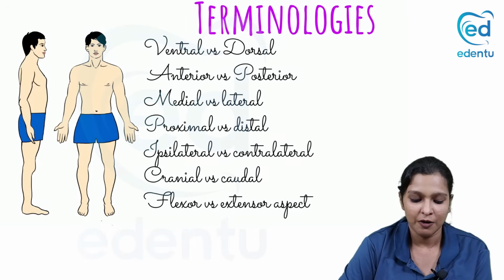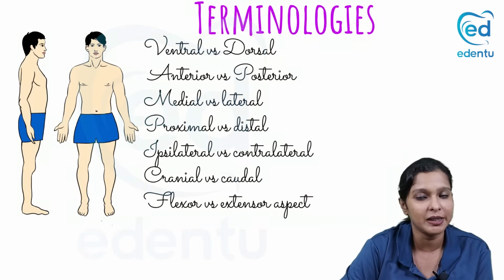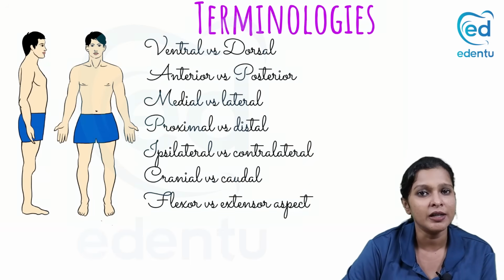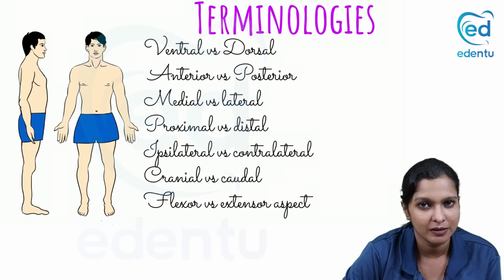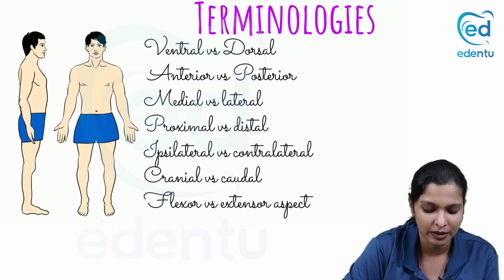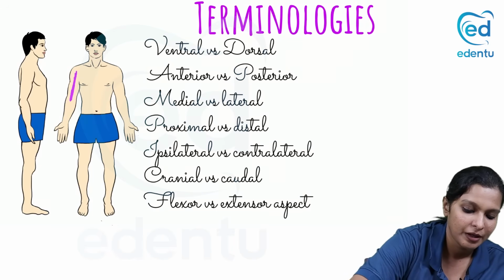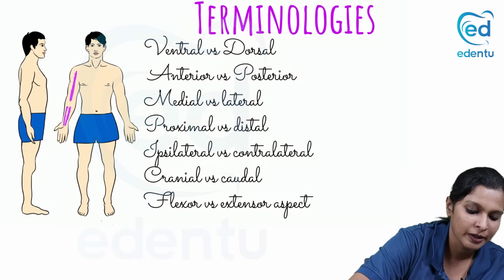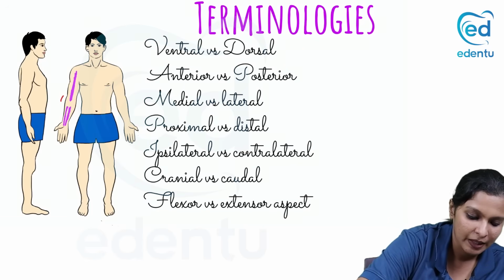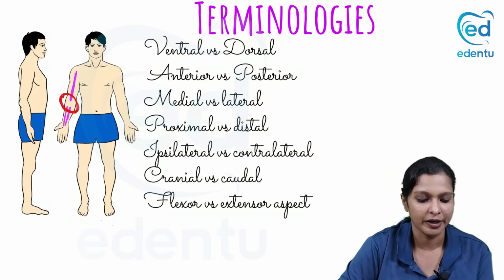Next one, flexor versus extensor. For this you have to know what flexion means and what extension means. Now, what is a joint? A joint is a place in the human body where two bones join. For example, there will be bones here and two bones here. All these bones meet at this junction, and that is called a joint.